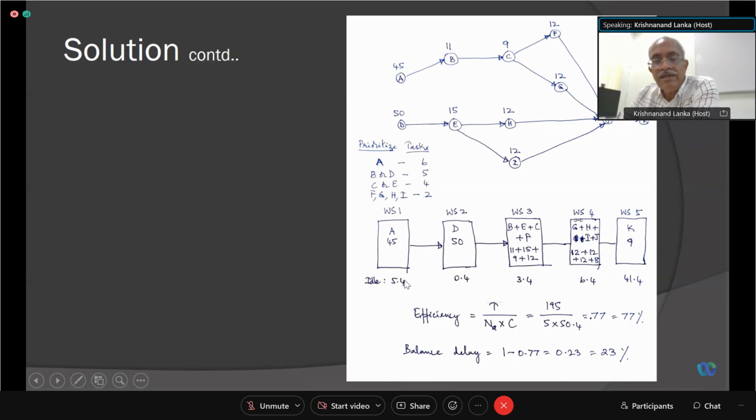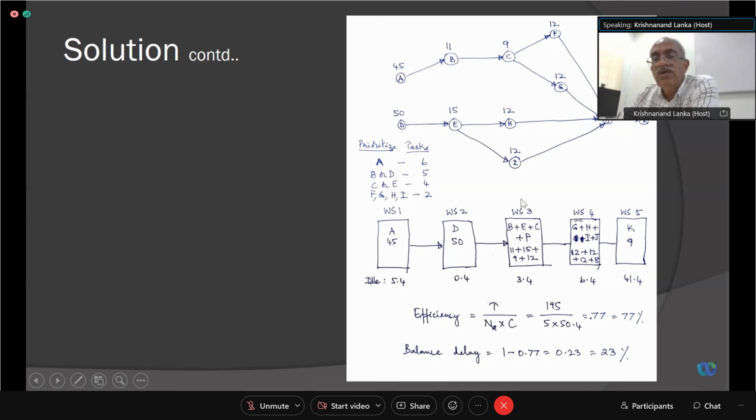So what is the remaining idle time in this workstation? It is 5.4 seconds, because each workstation should not have a total combined task value of more than 50.4, because our takt time is calculated based on the anticipated demand. That is, we have to produce 500 units per day. So similarly, we have taken the next workstation at 50.